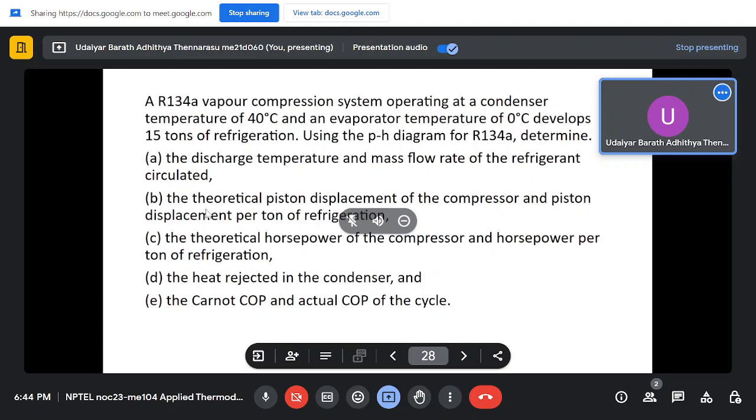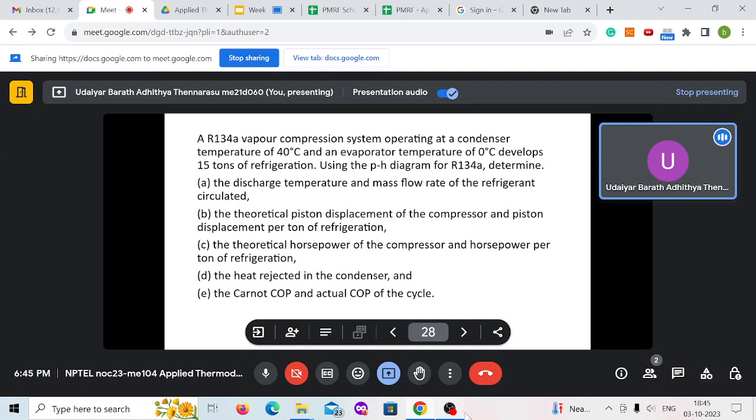Then the theoretical piston displacement of the compressor and piston displacement per ton of refrigeration, theoretical horsepower of the compressor and horsepower per ton of refrigeration. So specific work and work. Then heat rejected in the condenser and Carnot COP and actual COP of the cycle. So we will see how to solve this.